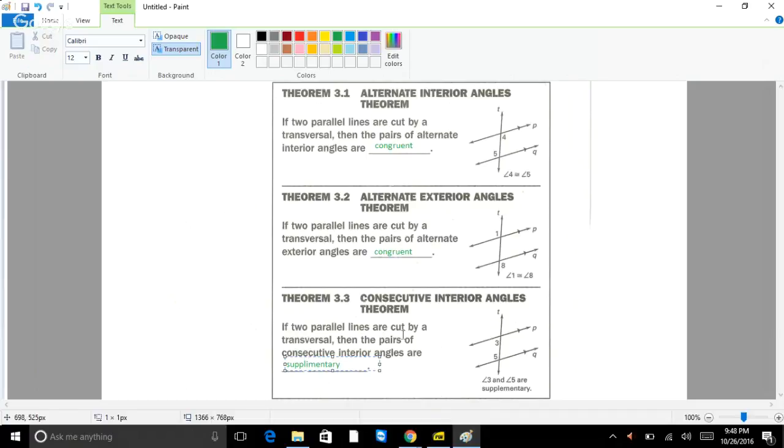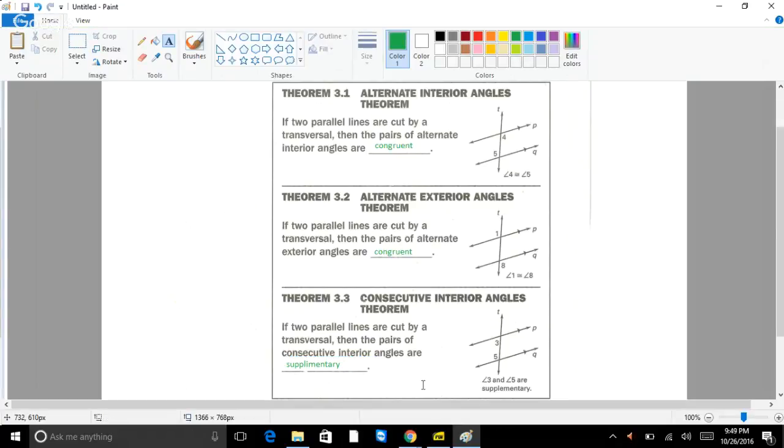Do you remember what supplementary is? Supplementary just means adds up to 180 degrees. So angle 3 and angle 5 are supplementary, and that means that they add up to 180 degrees. Complementary is 90, supplementary is 180.